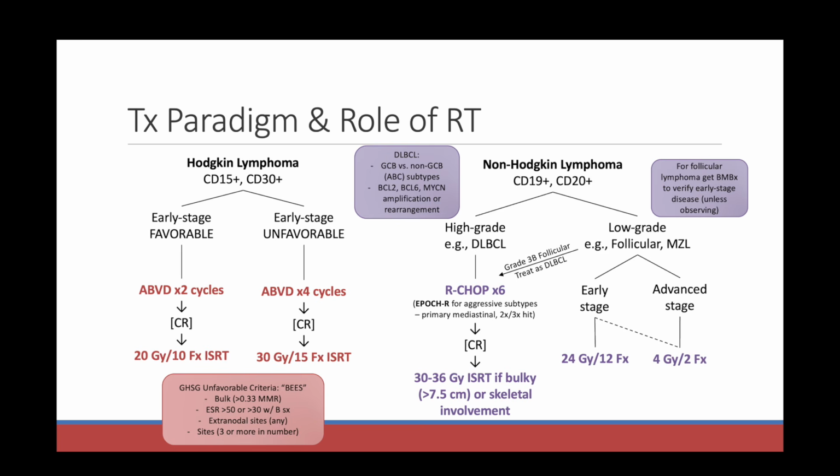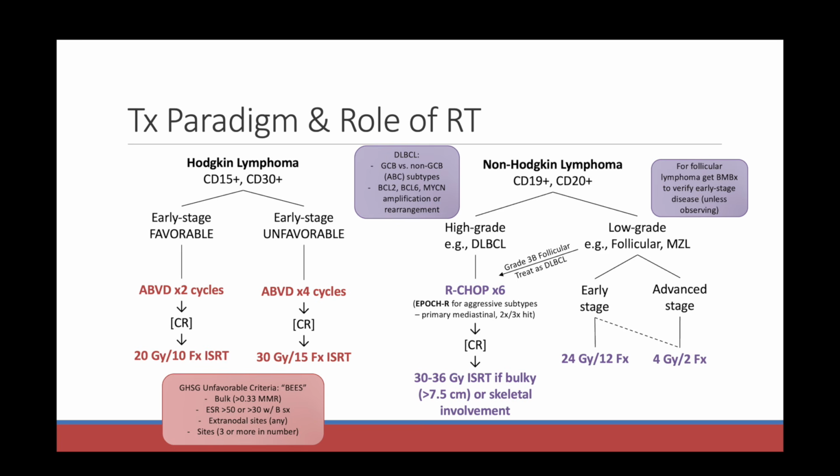And then, keep in mind that if they have aggressive subtypes, so say they have that double hit or triple hit histology, or if they have aggressive subtypes such as primary mediastinal B-cell lymphoma, we can even escalate the chemotherapy with something called EPOCH-R rather than just R-CHOP. So we're adding etoposide to the drugs in R-CHOP.